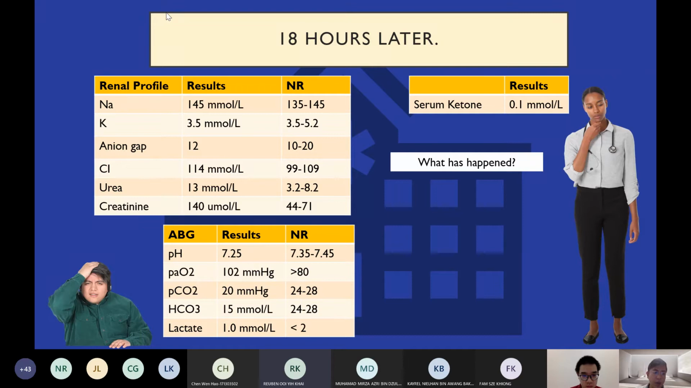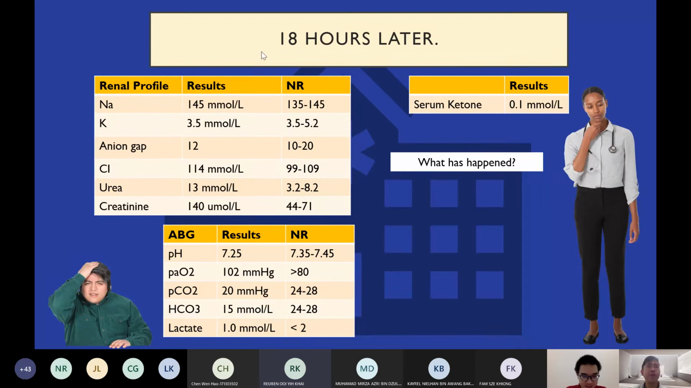Okay. So why is he still acidotic? The ketone is already improved to 0.1 already. Probably you have to identify other causes of metabolic acidosis. Okay, yes, very good. What other causes can you think of in this situation, since it's a normal anion gap metabolic acidosis? Actually, I'm not too sure. Okay, all right. So what are your causes of normal anion gap metabolic acidosis? Do you remember? No, I only remember the high anion gap.